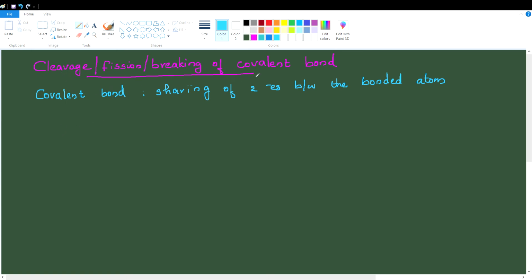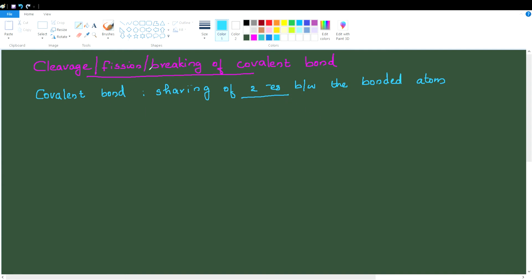Cleavage of covalent bond. Cleavage means fission or breaking of covalent bond. So in this session we are going to discuss how a covalent bond breaks during chemical reaction. We all know covalent bond. Covalent bond is formed as a result of sharing of two electrons between the bonded atoms.